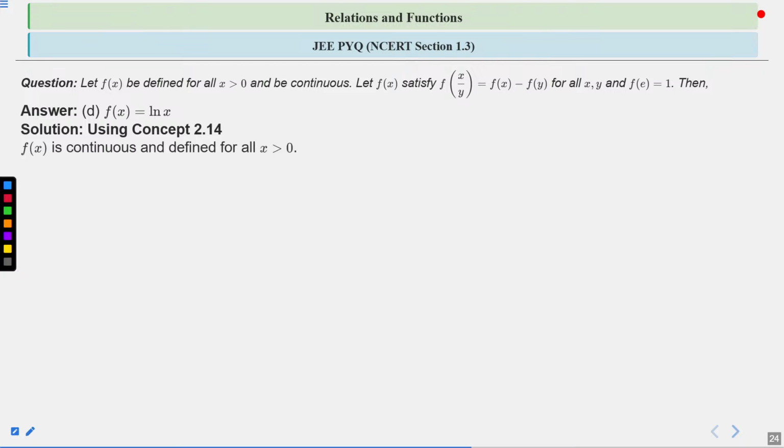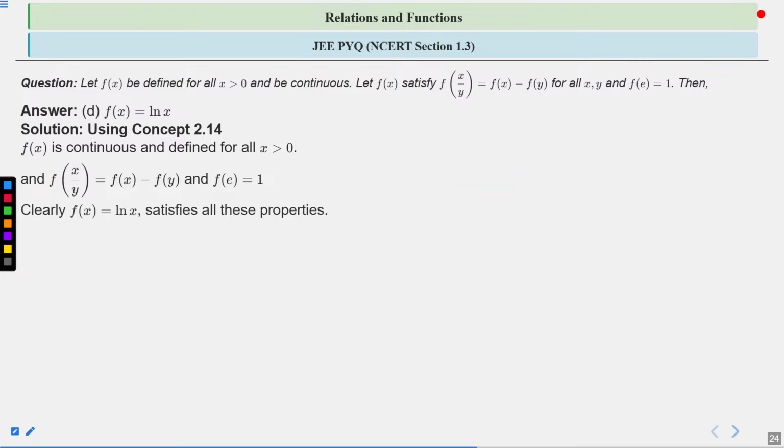See, f(x) is continuous and defined for all x greater than 0, and f(x/y) is equal to f(x) minus f(y), and f(e) is equal to 1. It is satisfying all the properties of f(x) equal to ln x, because ln(x/y) can be written as ln x minus ln y. So it is completely observable. And f(e), that is ln e, is 1 also. Clearly f(x) equal to ln x satisfies all these properties. Therefore we can say that f(x) is equal to ln x. Got it? Okay, let us move to the next question.